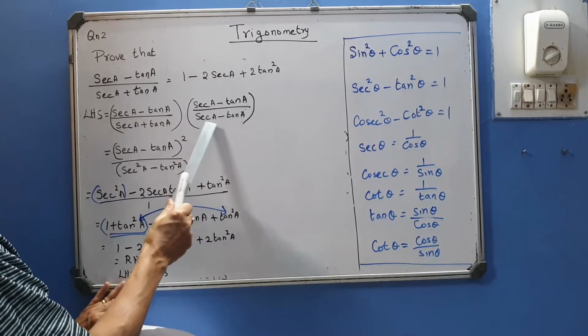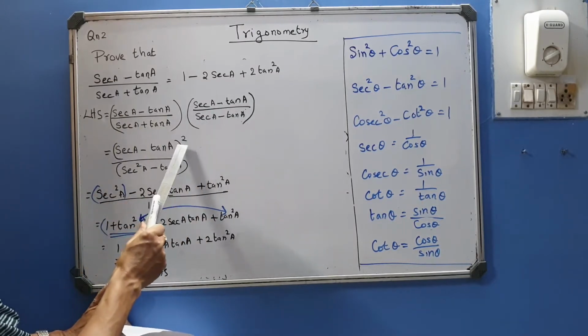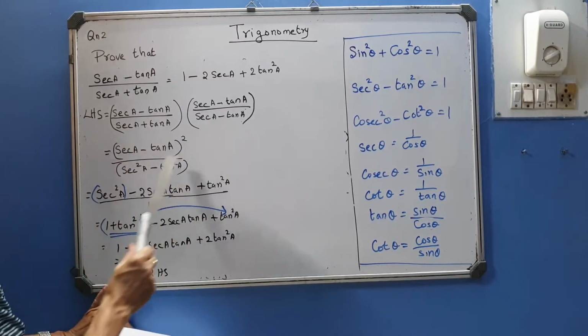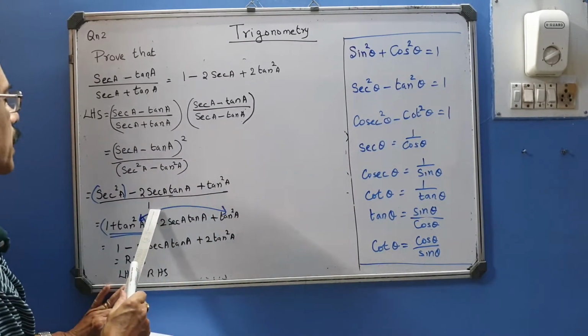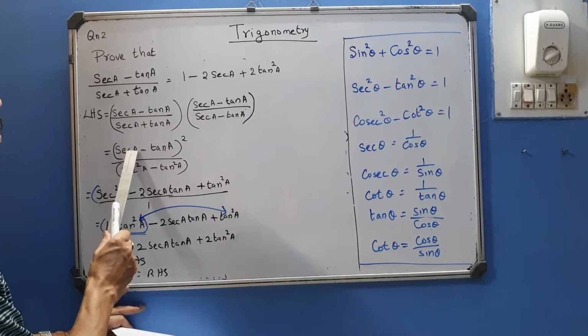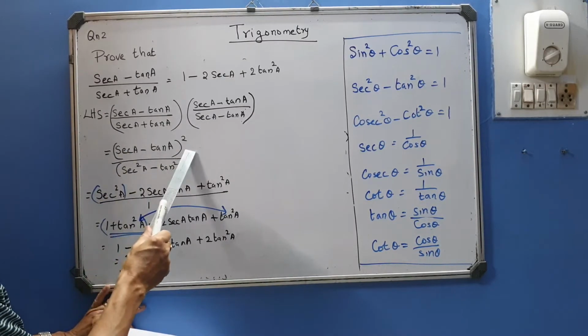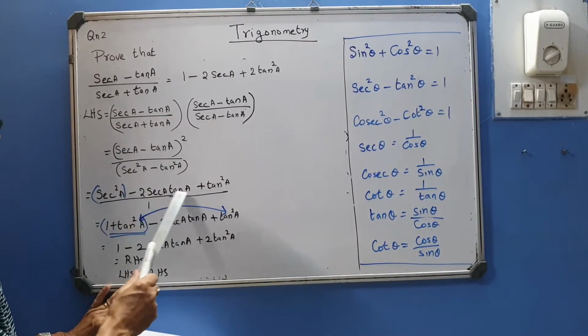Sec A minus tan A, the top is repeated, so whole square. Down is A plus B into A minus B, which is secant squared a minus tan squared a, which is already 1. So you get 1 over there. So on top, open the bracket, a minus b the whole squared, a squared minus 2ab plus b squared.